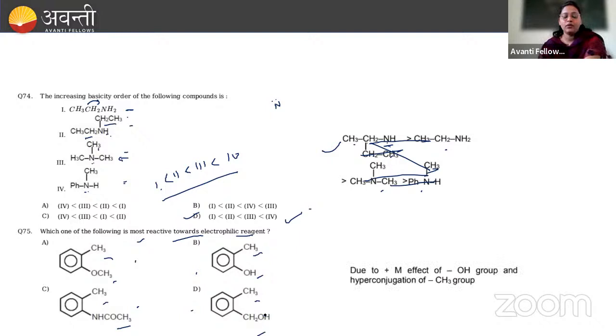So we know that due to plus M effect of OH group present here, okay, and hyperconjugation due to CH3 group, here the compound B, okay, option B will be most reactive towards the electrophilic reagent. Okay, towards the electrophilic reagent हमारा जो compound B होगा ना बच्चों, वो ज्यादा रिएक्टिव होगा towards the electrophilic reagent. Okay, due to the plus M effect of OH group and hyperconjugation due to CH3 group. Any doubts in this? Let's move on to the next problem.